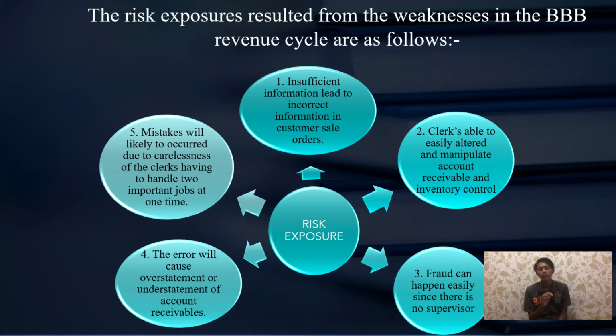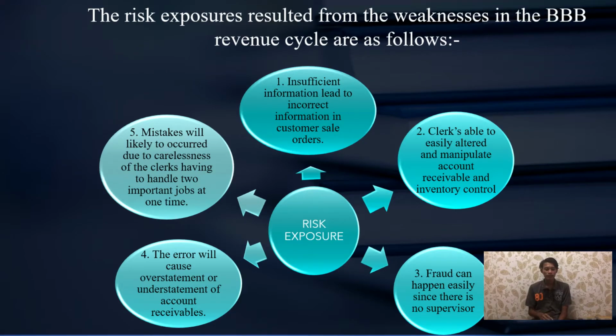This refers to the first weakness, which is that the BBB information is insufficient and there is a high chance of human error. Next, the second risk exposure is that the clerks are able to easily alter and manipulate accounts receivable and inventory control. This refers to inappropriate accounting records existing in BBB's revenue cycle. The third risk exposure is that fraud can happen easily since there is no supervisor. This risk exposure refers to inadequacy of supervision in the mailroom in BBB.